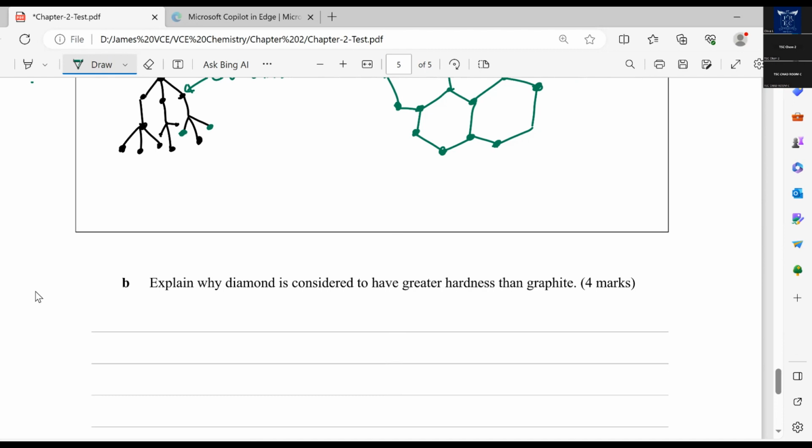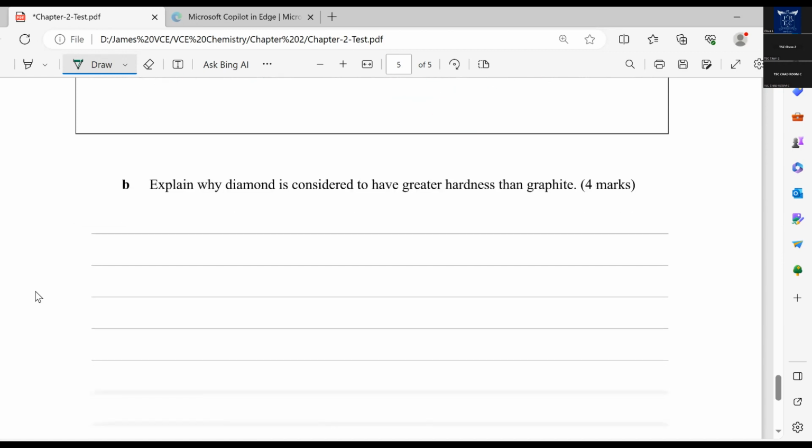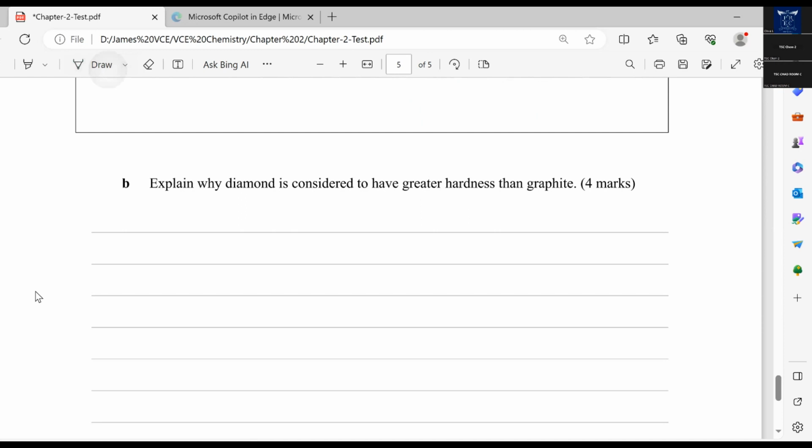Then explain why diamond is considered to have a greater hardness than graphite. Normally you can try to use that diamond has a tetrahedral structure. It's 4 marks. Generally, what we have to do is compare this with diamond, which is tetrahedral.